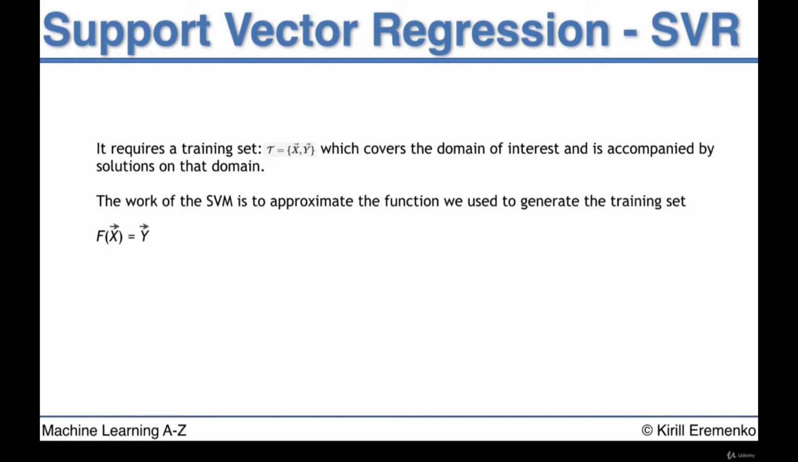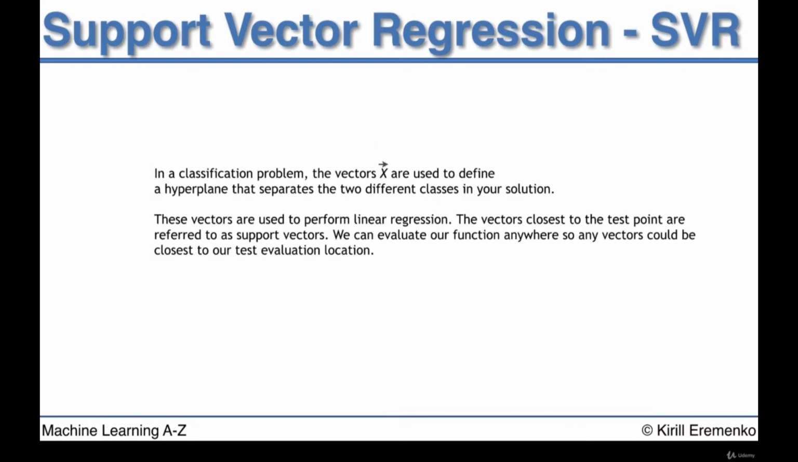SVR requires a training set which covers the domain of interest and is accompanied by solutions on that domain. The work of the SVM is to approximate the function we used to generate the training set. To reinforce some of the information we've already discussed, in a classification problem, the vectors x are used to define a hyperplane that separates the two different classes in your solution. These vectors are used to perform linear regression. The vectors closest to the test points are referred to as support vectors. We can evaluate our function anywhere, so any vectors could be closest to our test evaluation location.